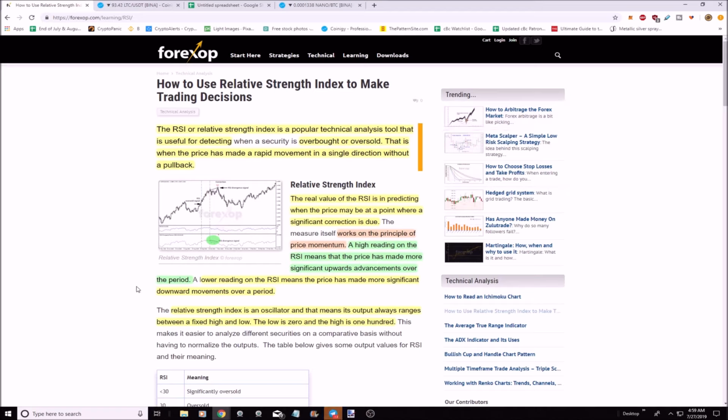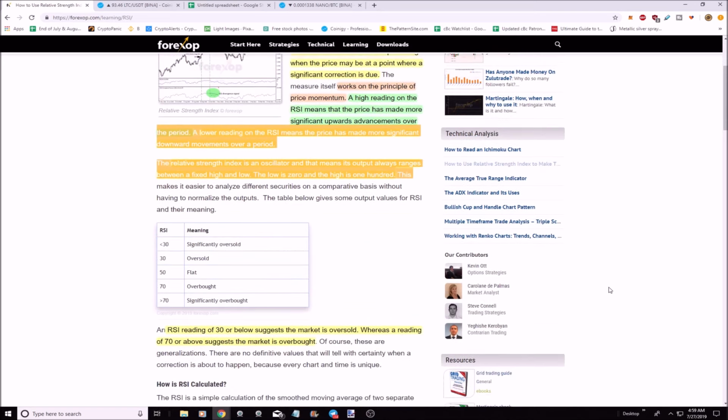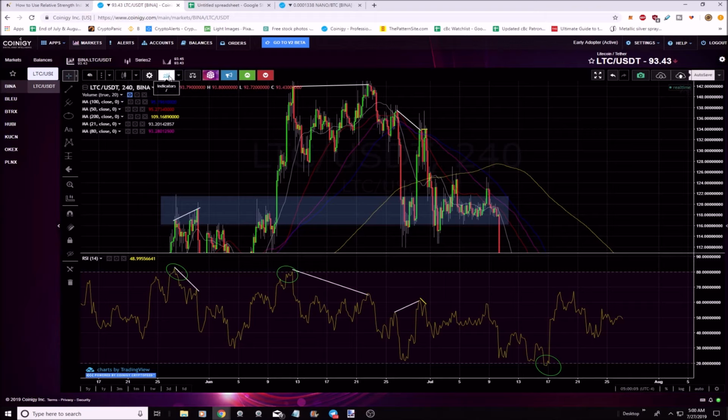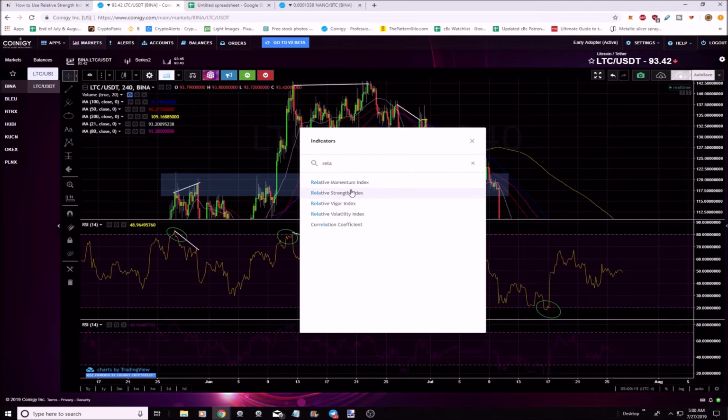The relative strength index is an oscillator. That means its output ranges between a fixed high and low, where the low is 0 and the high is 100. So it oscillates back and forth in between those highs and lows. An RSI reading of 30 or below suggests the market is oversold, whereas a reading of 70 or above suggests the market is overbought. In order to turn on your RSI in Coinigy, you go here to Indicators, and you select Relative Strength Index, RSI.